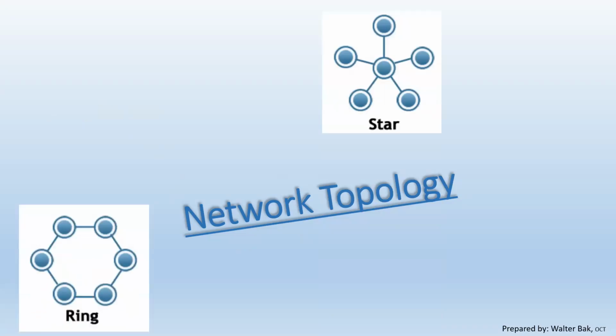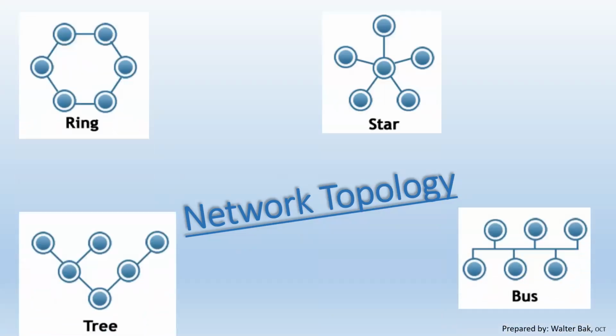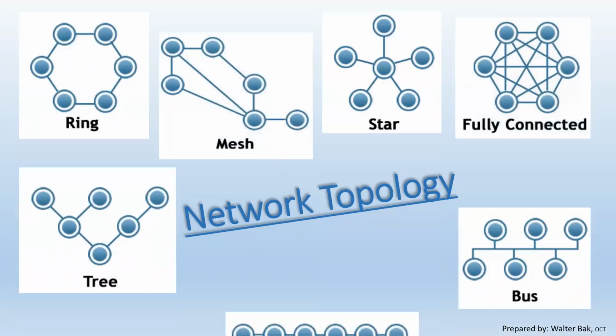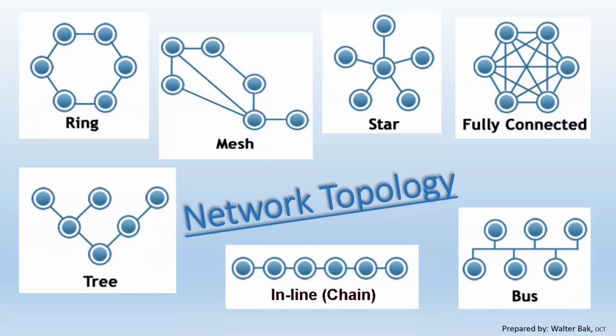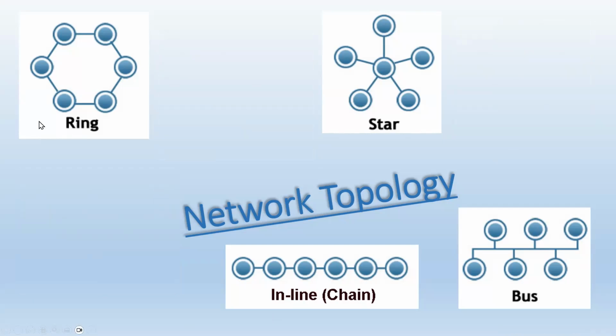All right. So these would be different ways to picturize or symbolize different topologies. Like, for example, a ring, mesh, star, bus, inline or chain, and others like fully connected and a tree and things like that. Today we're going to concentrate on four of those. Okay. Let's start with the definitions.